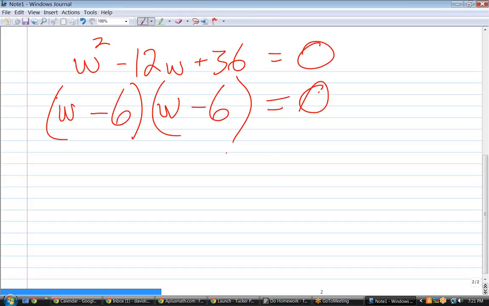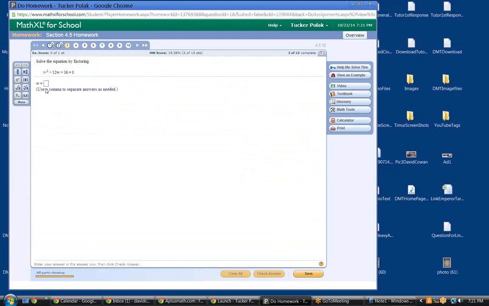So, what is our answer? Is it positive 6? Yes. In other words, we got it by solving the equation. W minus 6 has to equal 0. Well, if that's true, then W has to equal 6. Alright. And there were two answers. It's just that they were both the same. Ooh, it might want 6 comma 6. Let's see. No, it accepted just one answer.